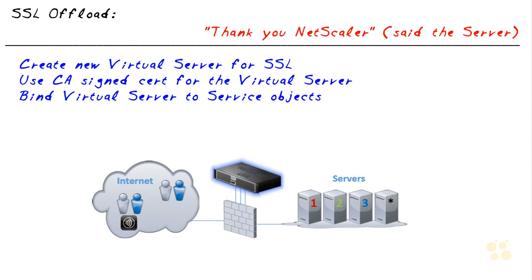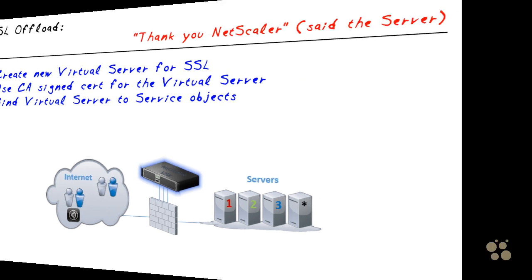In this nugget, we've discussed and demonstrated how we can do SSL offload by creating a new SSL virtual server on the NetScaler, then binding that virtual server to the backend services, and then finally telling that virtual server to use the CA signed certificate.